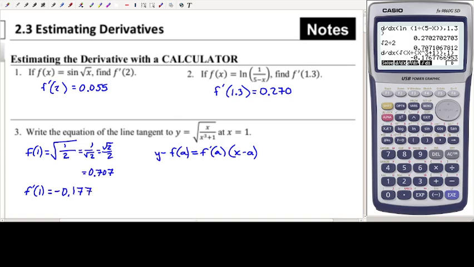I'm going to round, you could truncate as well, 0.176 or 0.177. That's going to go in here, and then x minus a is just going to be x minus 1. So I have all the information now, I can put it in there.